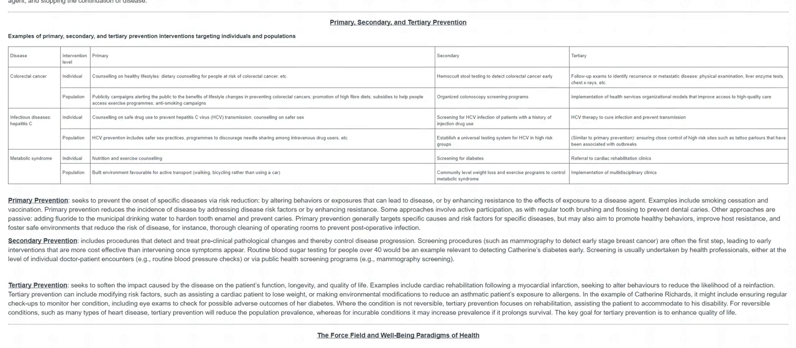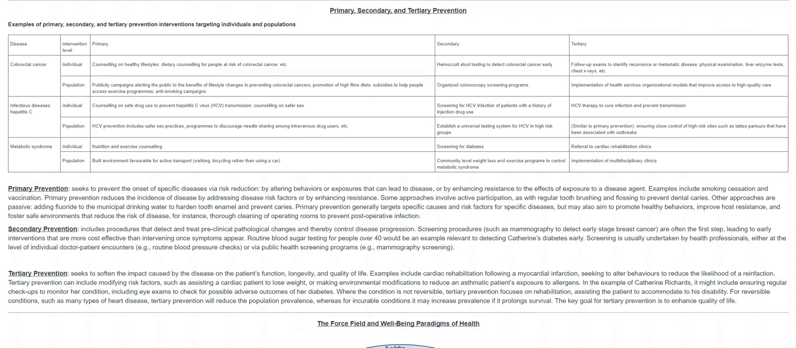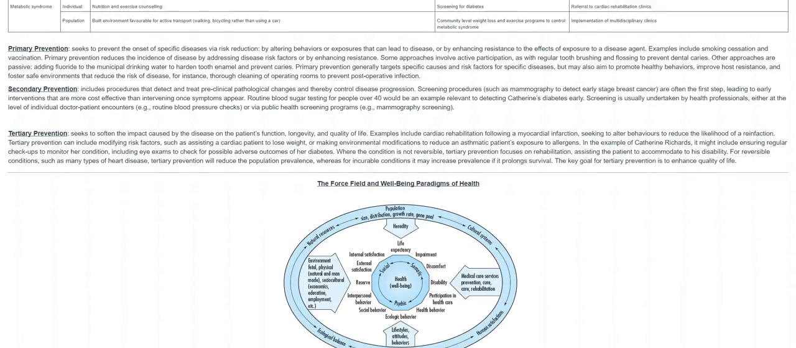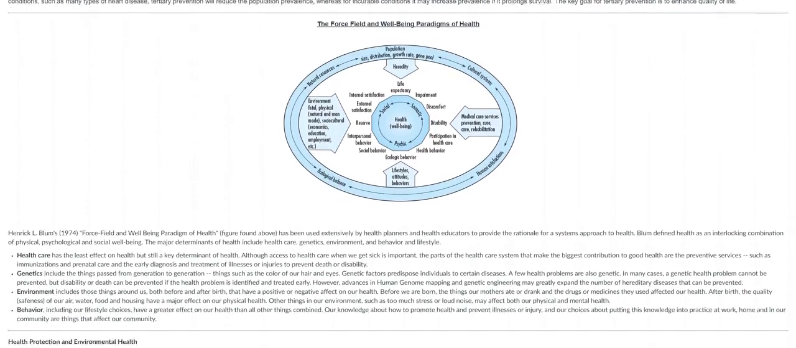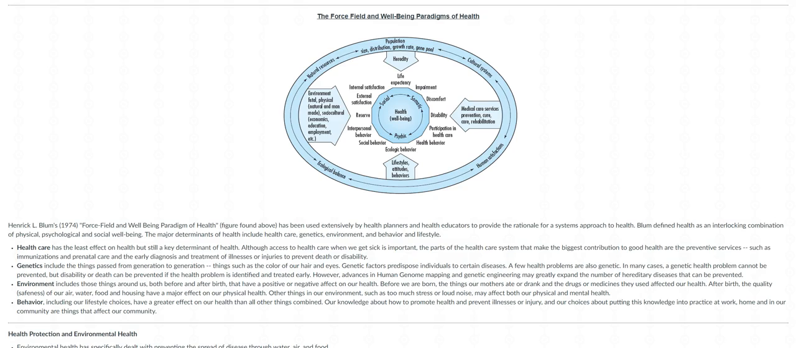Now, below that are the 3 levels of prevention, being primary, secondary, and tertiary, as well as examples of each, so you get an idea of the definition of each and a little description or example to be able to read about. Now, below that is a diagram.